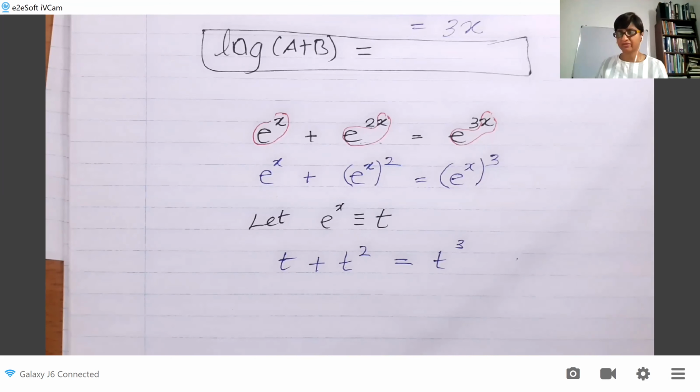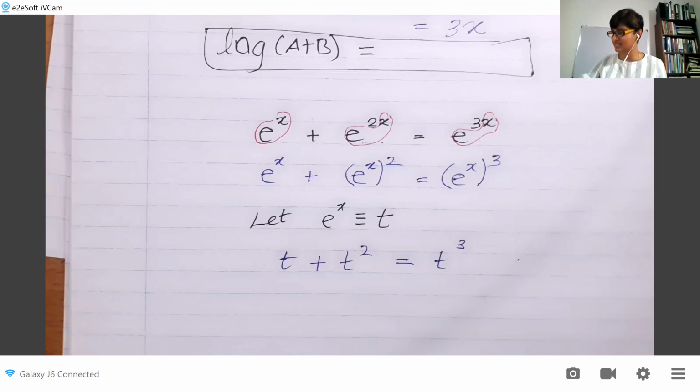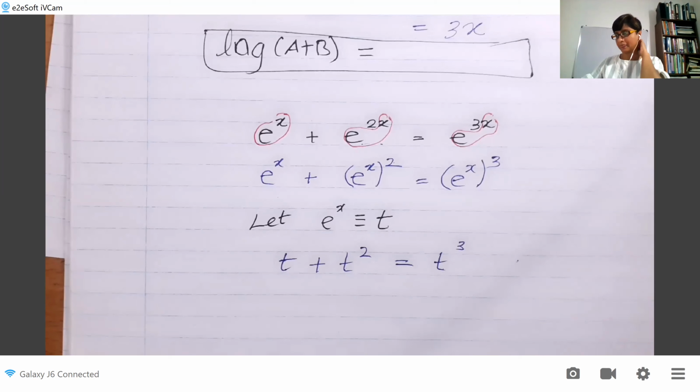So we turned it into a different equation. But doesn't it look simpler now? So let's solve for t. And our t is in the base. It's a cubic equation. How do we solve this? What can we do? Shall we bring everything to one side and try? How do we do this?